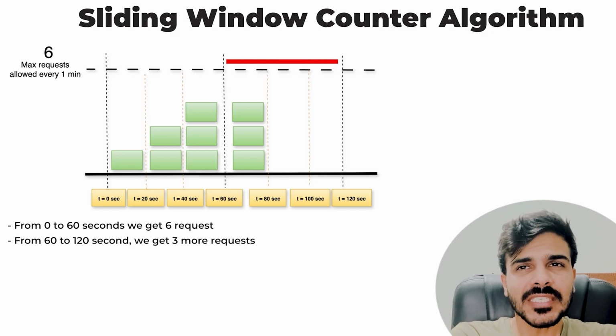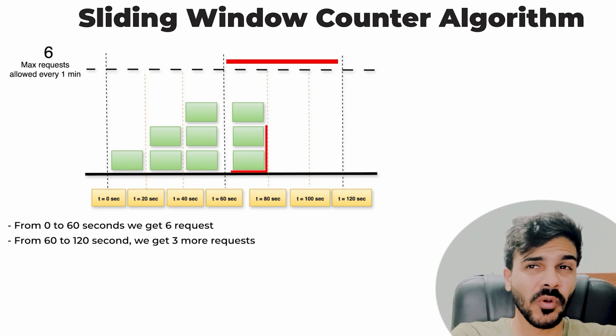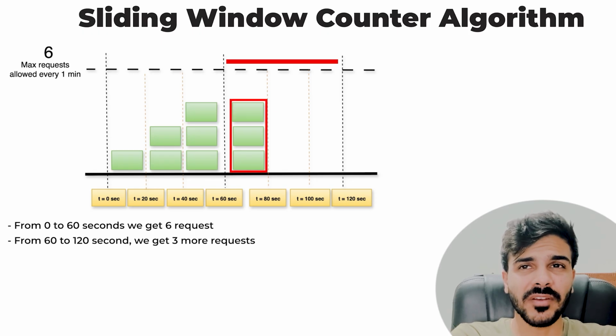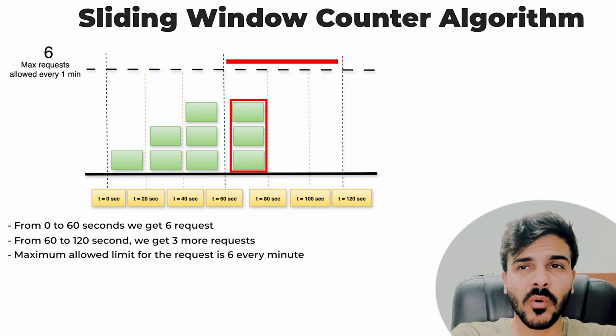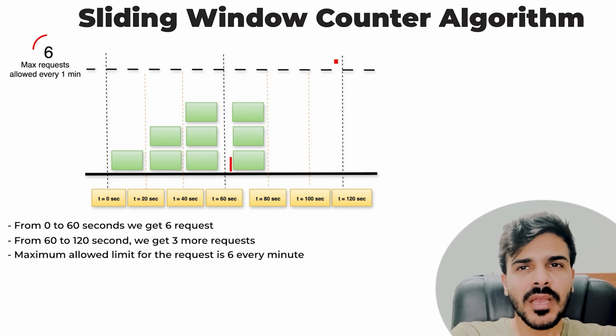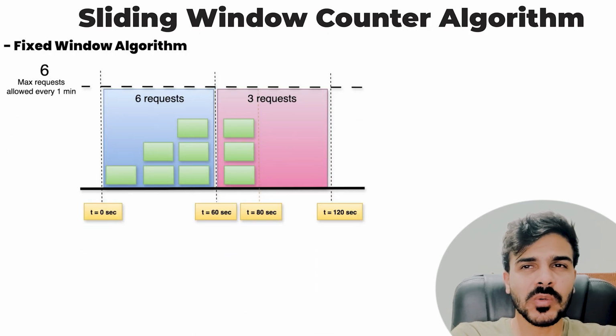Now from 60 to 120 seconds, let's say we get 3 more requests, all 3 in the range 60 to 80 seconds. Also, the maximum allowed limit for the requests is 6 every minute. So 6 is our cap limit, or maximum limit, that we allow every minute. Now let's see how the fixed window algorithm would work out in this case.